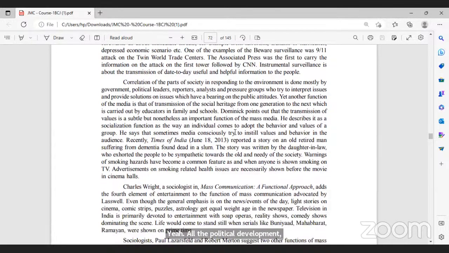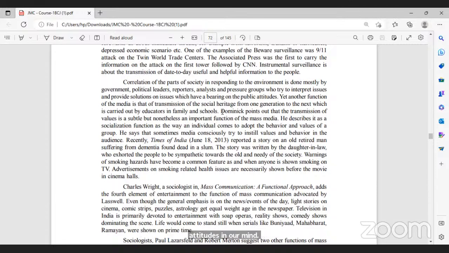Correlation of the parts of society in responding to the environment is done mostly by the government, political leaders, reporters, analysts, and pressure groups, where we try to interpret issues and provide solutions to them, keeping public attitudes in mind.